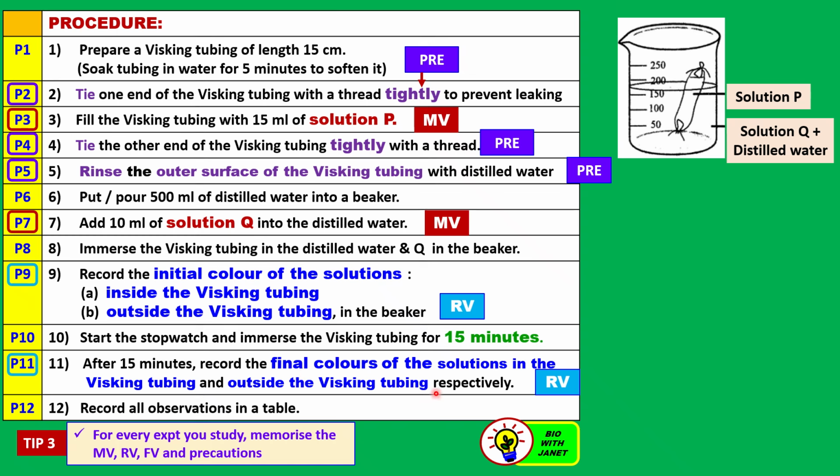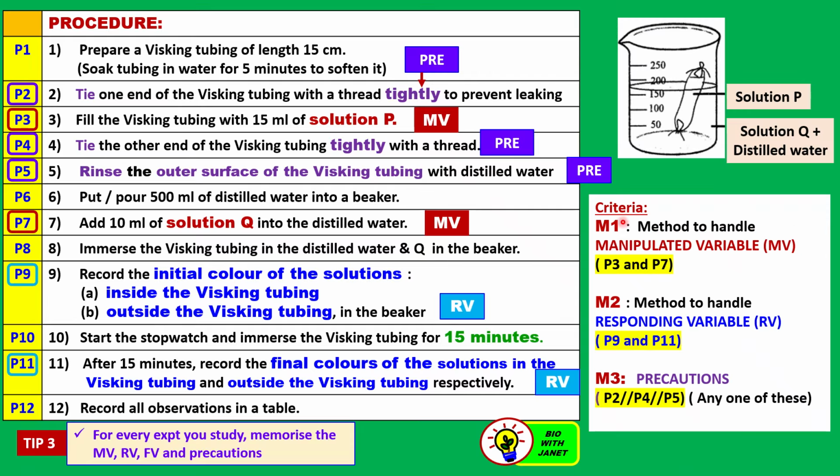So what happens after that? Now we'll discuss. So after the 15 minutes, we'll discuss the result in the next slide. Then record all the observations in the table. Okay, so how are marks given? So marks will be based on your MV, RV, and precaution, like this. So the criteria for the marks.